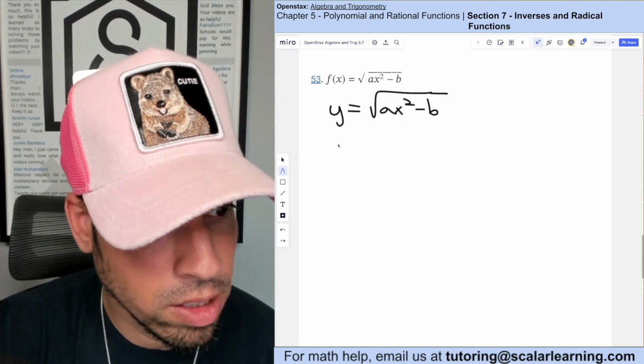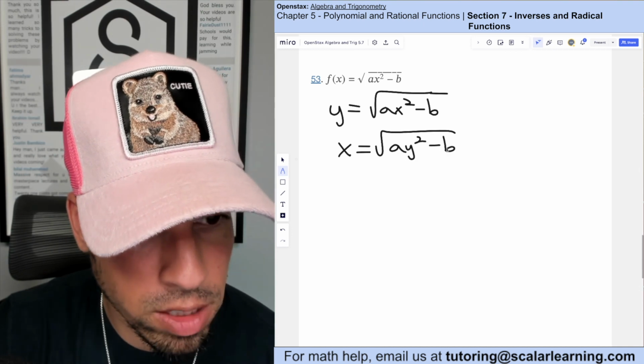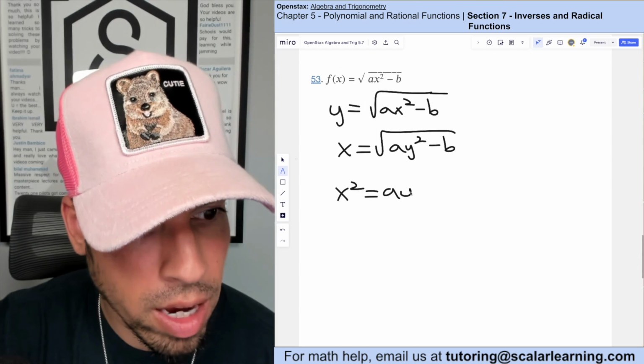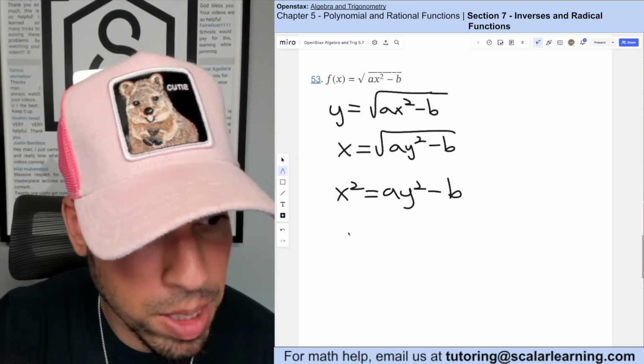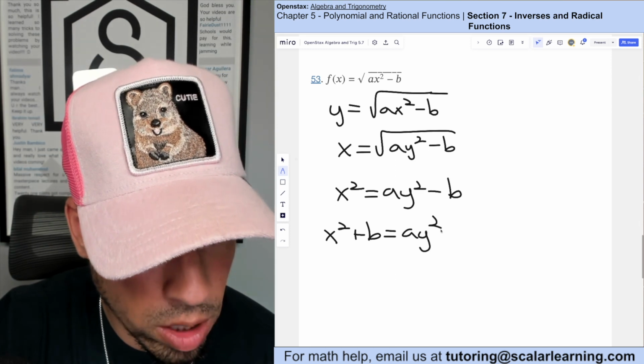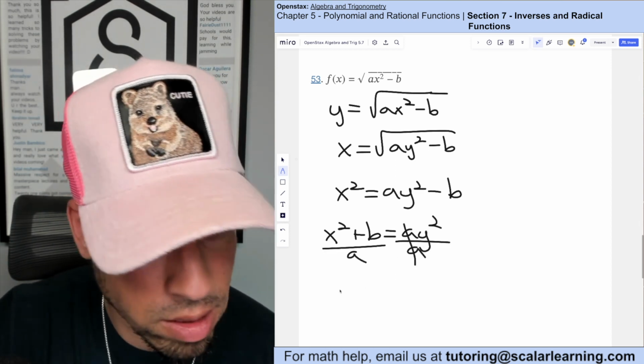For this one, we're going to start by replacing the f of x with y, and then we're going to swap the x's and the y's. So I got x equals square root of ay squared minus b. Then we're going to square both sides, and we got x squared equals ay squared minus b. We're going to add b to both sides, then divide by a. Again, just following my typical protocol for isolating y.